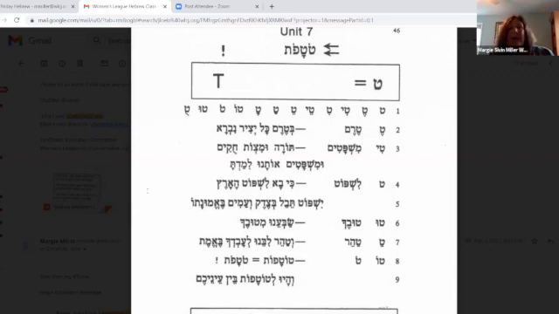So we'll get to that in a moment. Let's just learn the tet, not that complicated. It's a T, regular T.